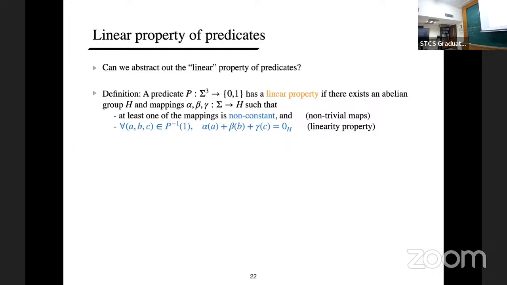It is going more commutative. So that is a homomorphism, but in general it is a more general definition. So this is the definition of linear property that we use in the book.